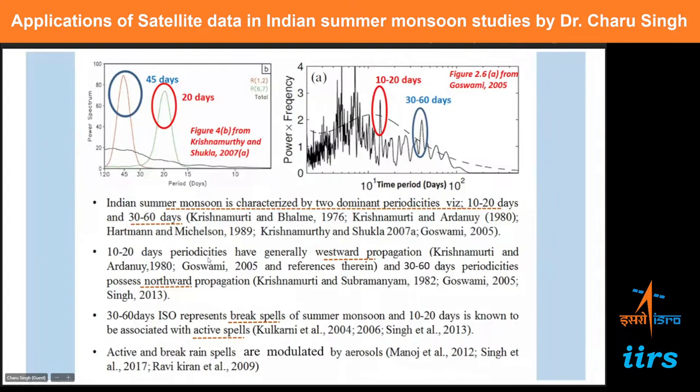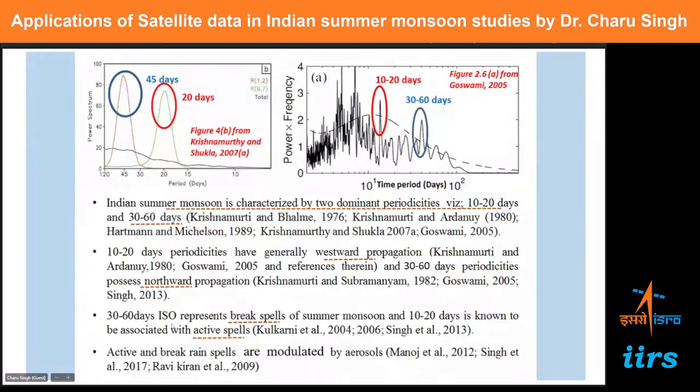And this 10 to 20 days periodicity generally has westward propagation. So if we monitor the rainfall for this particular periodicity, we find that the rain bands or the OLR bands are propagating in the westward direction. And if we see the 30 to 60 days periodicity, that moves in the northward direction.